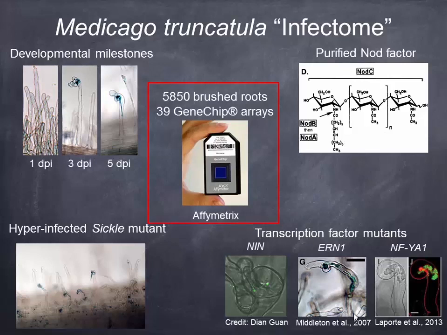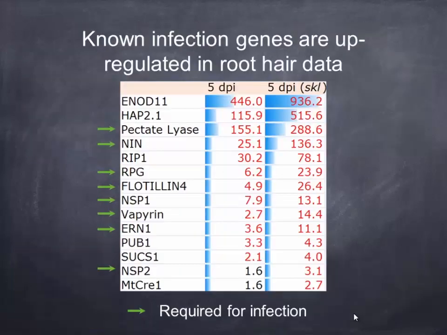So this comes to about 5,850 brushed roots, using 39 of the Affy gene chip arrays. When you do these types of experiments, your heart's beating when you get the results, because you put a lot of effort into this. I remember scrolling down first and seeing some of these known infection genes. This first column is the degree of upregulation of these already characterized genes. So it was a relief to see these. And then this is the sickle mutant, the hyper-infected mutant, and you can see that the degree of upregulation in each case is actually higher. So we got what we were expecting, what we wanted to achieve.